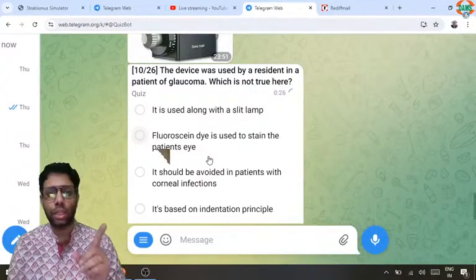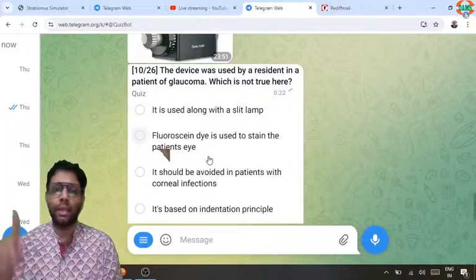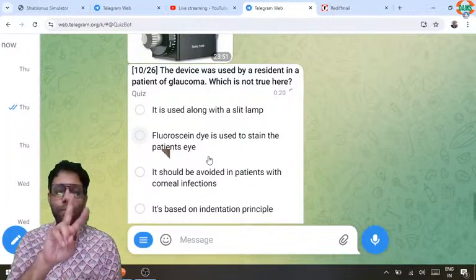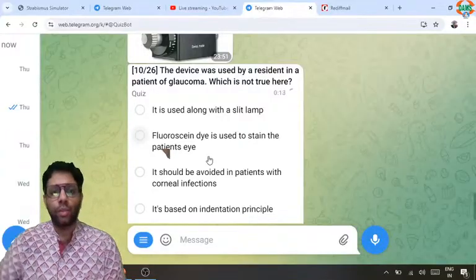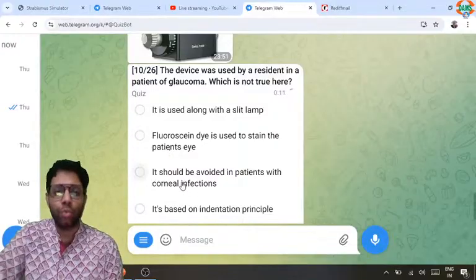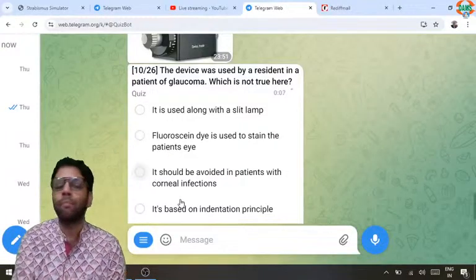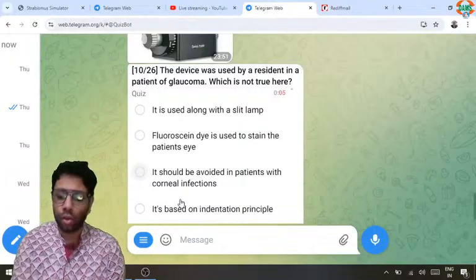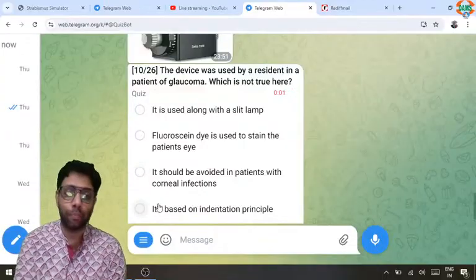I hope you know, you can expect a question on fluorescein dye. Orange colored dye, blue light goes in, green comes out. You see two prisms or two semicircles in the cornea, and when the inner edges of the two semicircles meet, that is the correct pressure. So it is avoided in corneal infections, yes, true, because it is a contact procedure. And it is not based on indentation, it is based on the applanation principle. Which law? Imbert-Fick law.